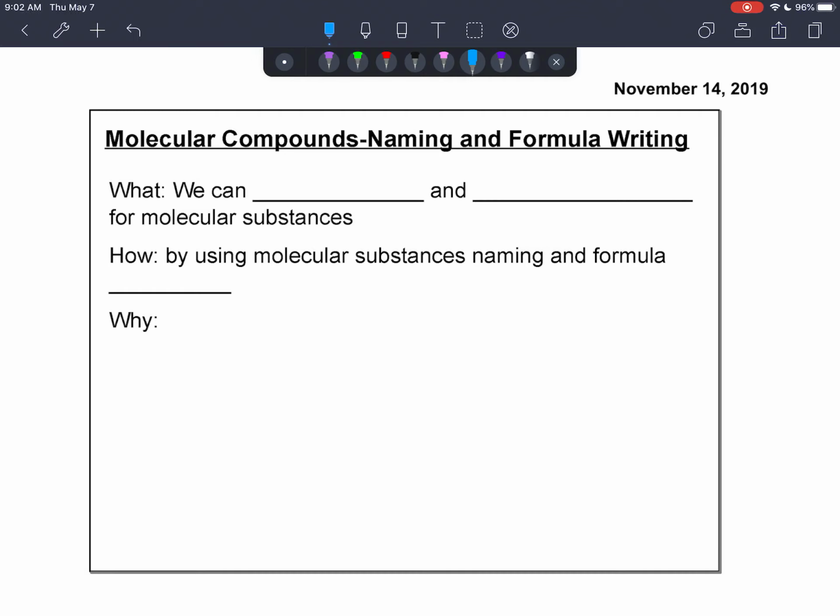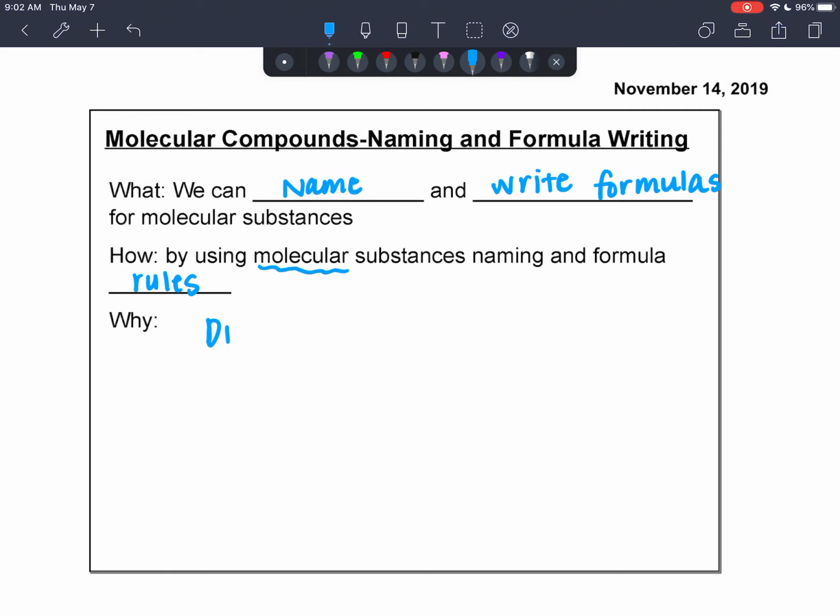All right, so in this lesson, we're going to learn how to name and write formulas for molecular compounds. If we're successful, we'll be able to name and write formulas. Specifically, the substances we're going to be doing this for are called molecular substances. The way that we're going to do this is by using a specific set of rules for naming and formula writing that pertains to molecular substances. Everything we've done thus far has been ionic.